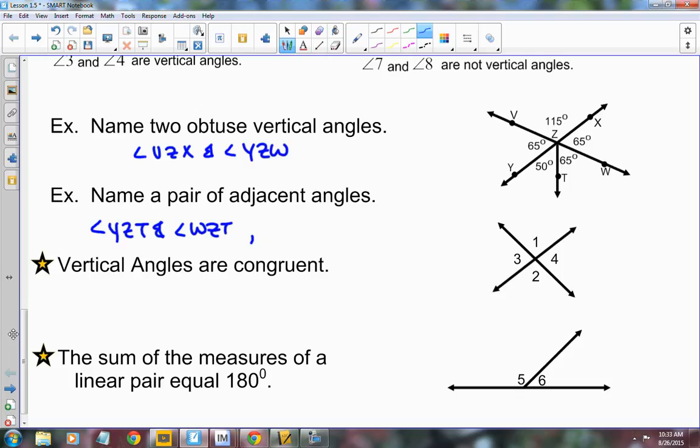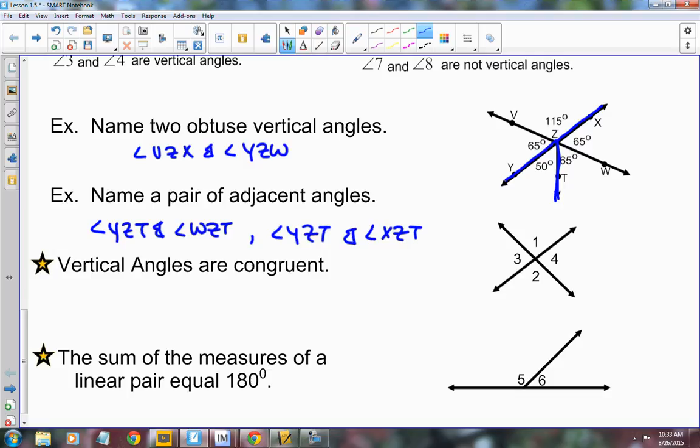YZT and XZT. Okay, good. Angle YZT. So we use that same angle, but then we use this bigger one, didn't we? Okay, and XZT. Okay, good. There's lots of different pairs of adjacent angles.